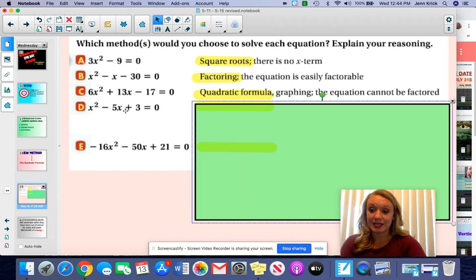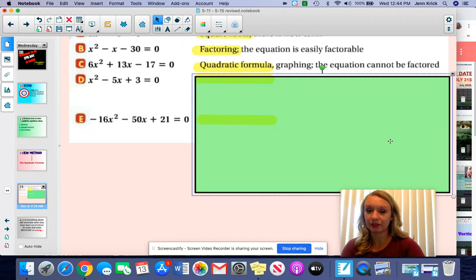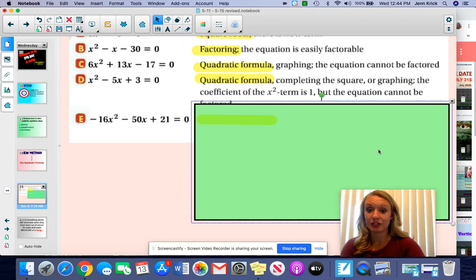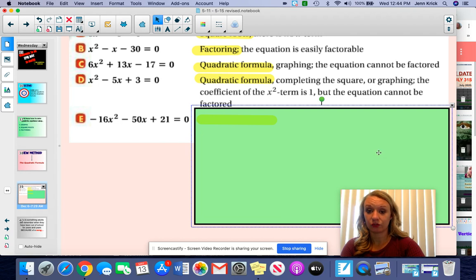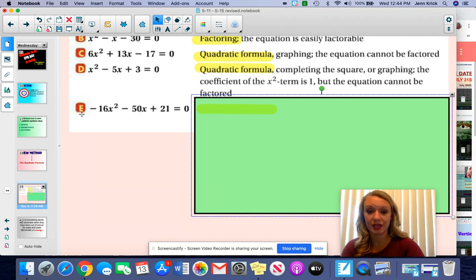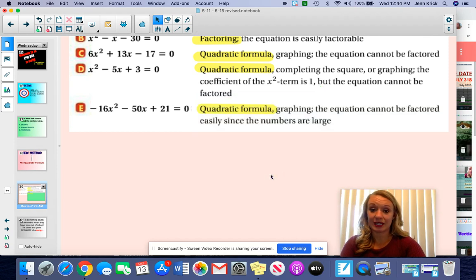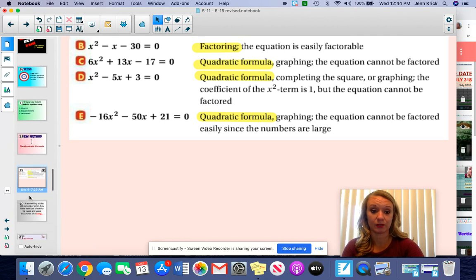If you look at D, this one looks much simpler, but are there two numbers that multiply to 3 and add up to -5? Well, the answer is no. So that means that you're going to use the quadratic formula. Now, if you were given a graph, you could also use that, but we're going to use the formula. For E again, we're going to go formula. You've got -16, 50, 21. Those are very large numbers. We're going to use the formula to do so.